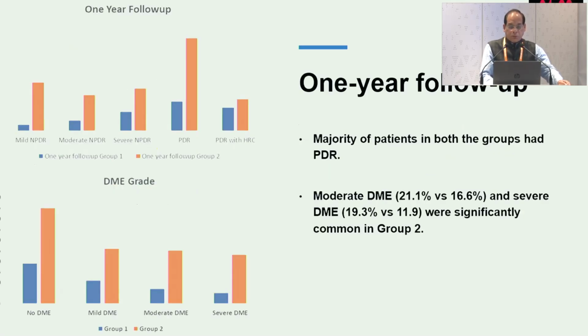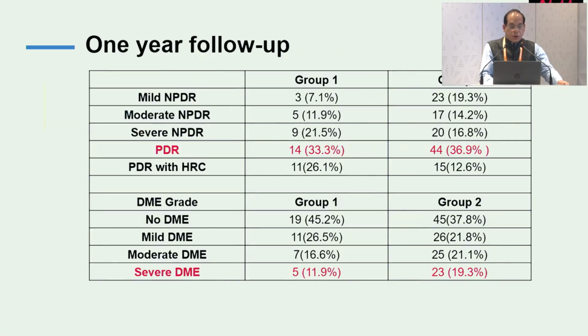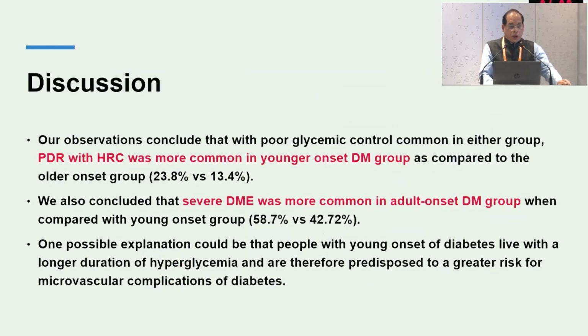At 1 year follow-up, there was an increase in the severity of the disease in a few patients. PDR was almost the same in percentage, but after 1 year DME was more in group 2. We concluded that poor glycemic control was common in either group, with PDR and HRC more common in the younger age onset group compared to the older, and severe DME more common in the adult onset group.